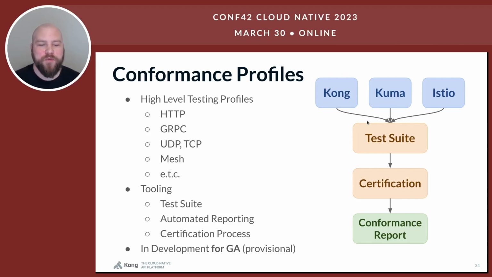And then there's a test suite where you can plug in your profile and say, I'm going to subscribe to, for instance, HTTP. You'll get the test suite to run with automatic reporting, and then there's a certification process where you can send your report back to Gateway API. So on the right here, you can see the pipeline. Kong, Kuma, Istio, any number of implementations can pick their profiles, run the test suite, get certified, and then produce a conformance report automatically, which they can send back to the project.